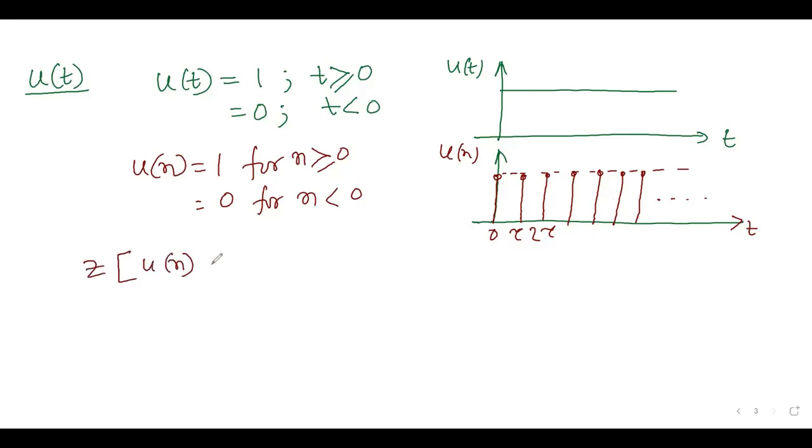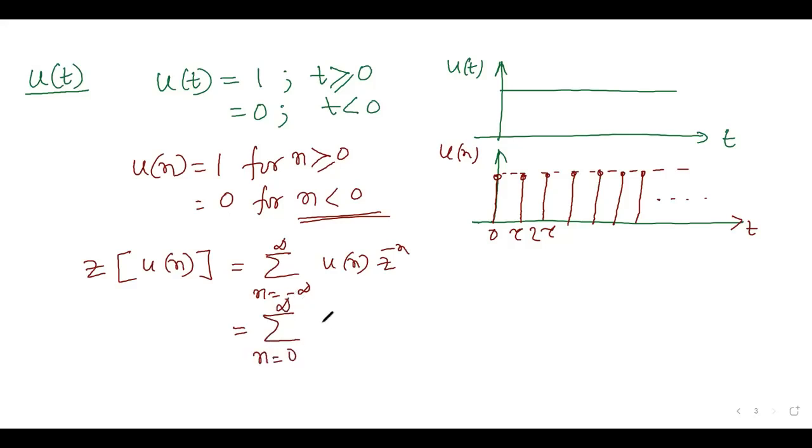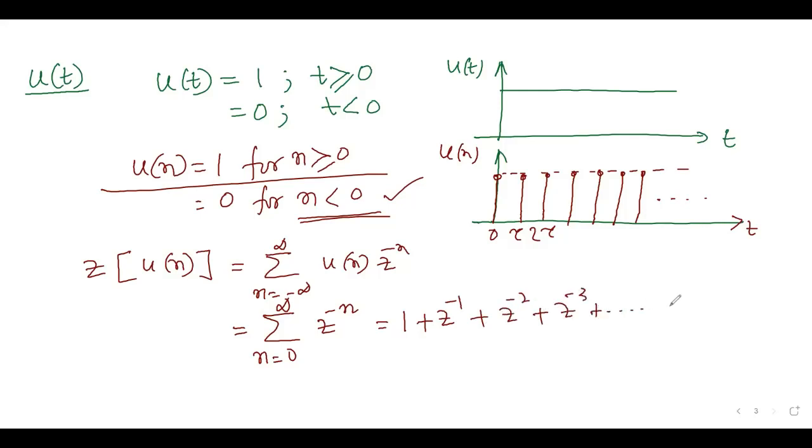The Z transform of un, according to the definition, is the summation from n equal to minus infinity to plus infinity of un z to the power minus n, because the formula is xn z to the power minus n. Now un is 1 for n greater than or equal to 0 and 0 for n less than 0, so this becomes the summation from n equal to 0 to infinity of z to the power minus n. We can write this as 1 plus z to the power minus 1 plus z to the power minus 2 plus z to the power minus 3 and so on. This is nothing but 1 minus z to the power minus 1, all to the power minus 1, that is 1 by 1 minus z to the power minus 1. So that is z by z minus 1.